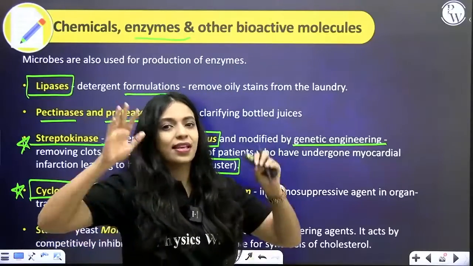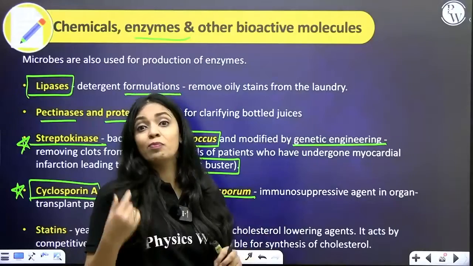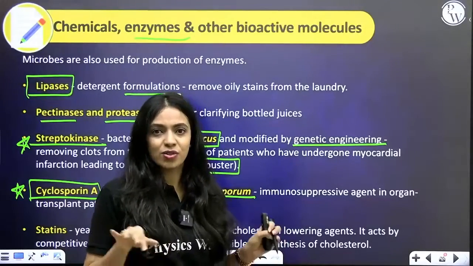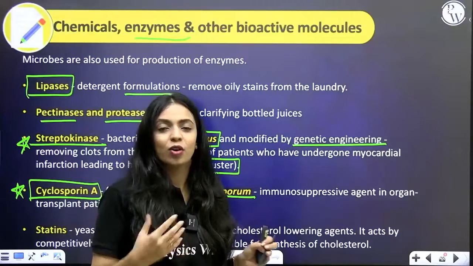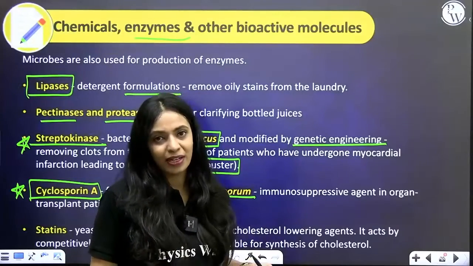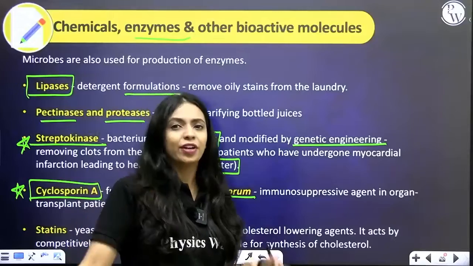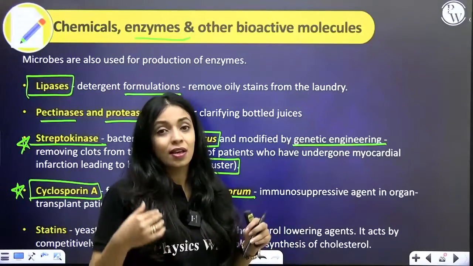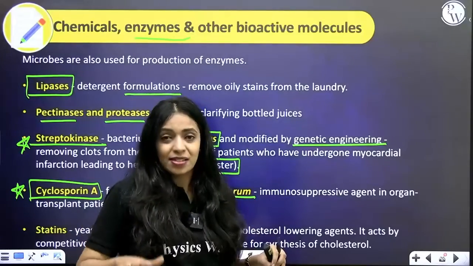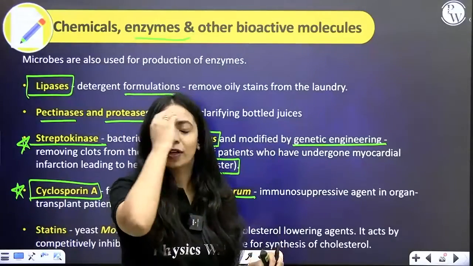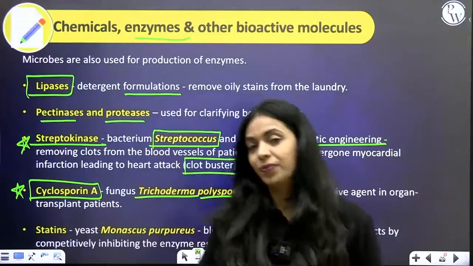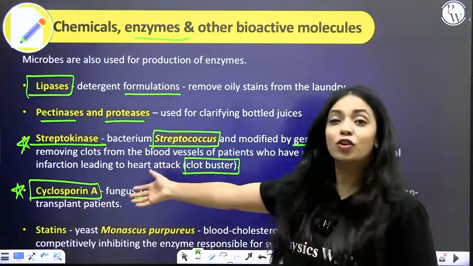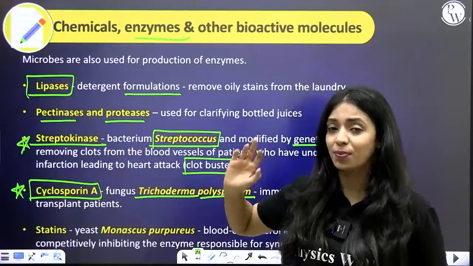Because you're suppressing the immune system, such people will be more prone to getting other infections. So usually they are advised to stay in isolation, and they are not allowed to visit a lot of people or get into crowds frequently because they are under immunosuppressive agents. Because their immune system is suppressed, it will not be able to act on other foreign agents as well. So in patients who have had organ transplant surgeries, cyclosporin A is used as an immunosuppressive agent.